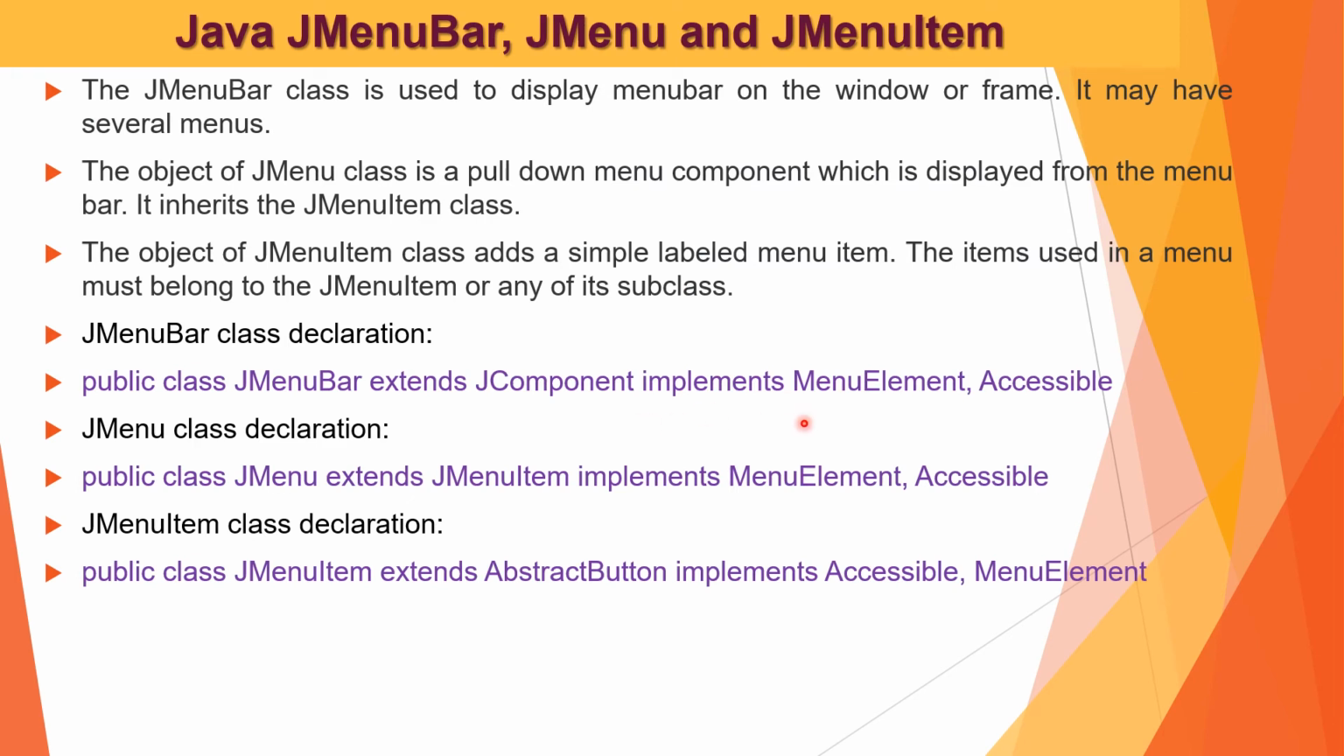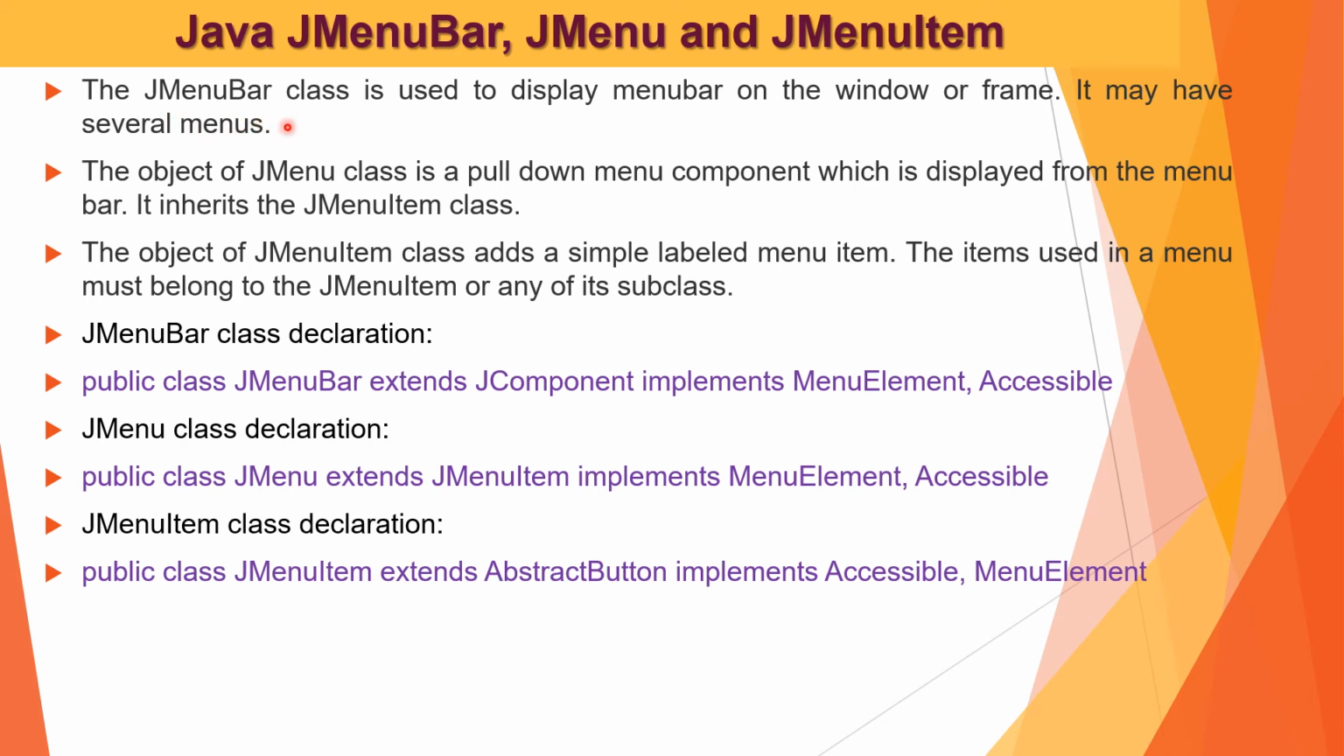Now the next very important thing that we can display in our applications is the Java menu bar, Java menu and menu items. Many applications are required to display menus and menu items with the menu bar. These menu bars can be displayed in our Java applications with the JMenuBar, as well as JMenu and JMenuItem. Now let us discuss each of these components.